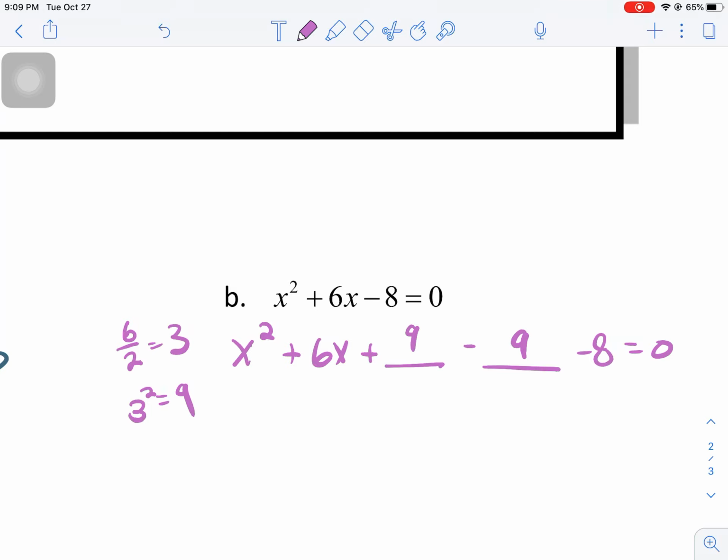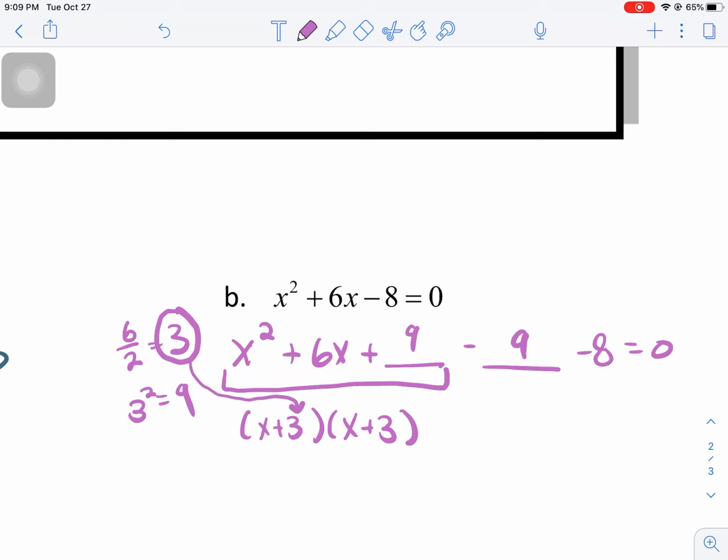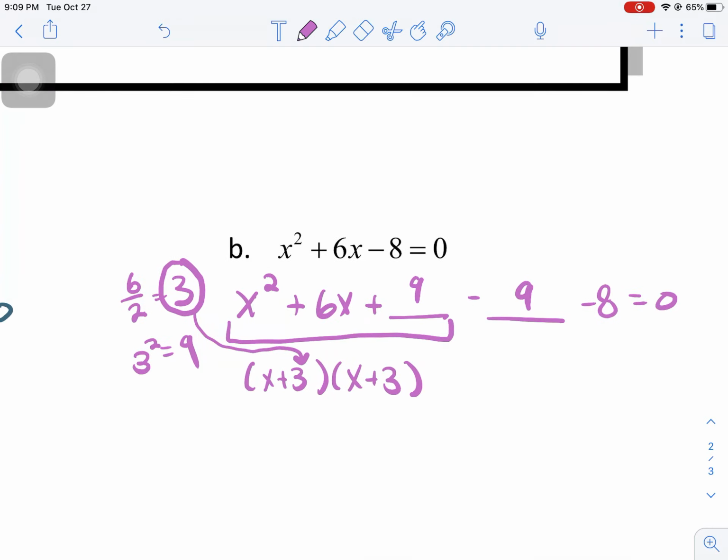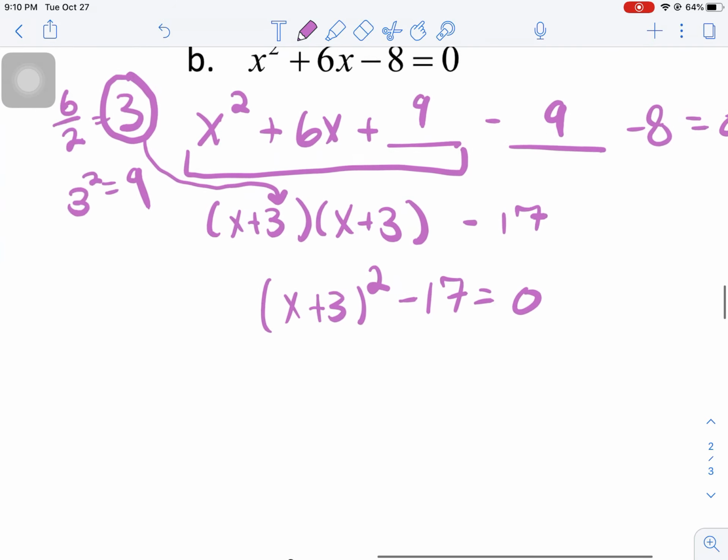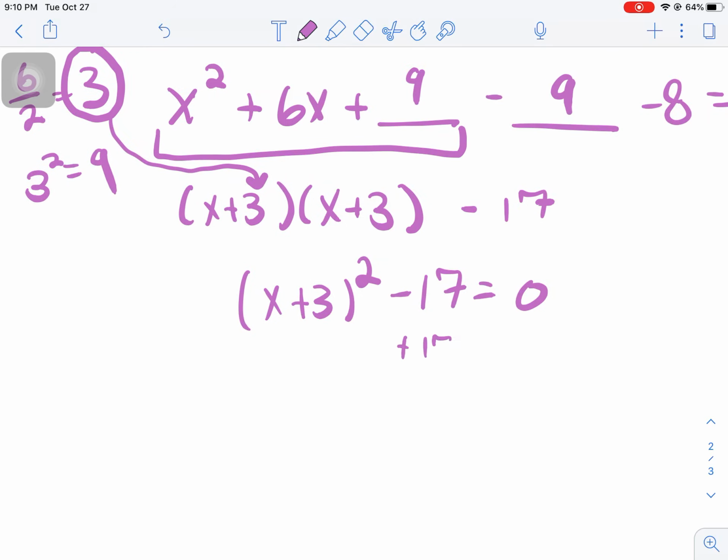Now we've built our perfect square trinomial. So that's going to factor down into x plus 3 times x plus 3. Notice the 3 that we found when we took b divided by 2 is actually the 3 we're filling into the 2 factors. Okay, we could take negative 9 and negative 8 and simplify that down to negative 17. And now we have x plus 3 squared minus 17 is equal to 0. After our factoring and simplifying, now we're just solving for x.